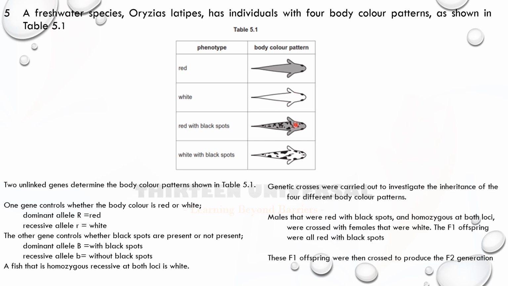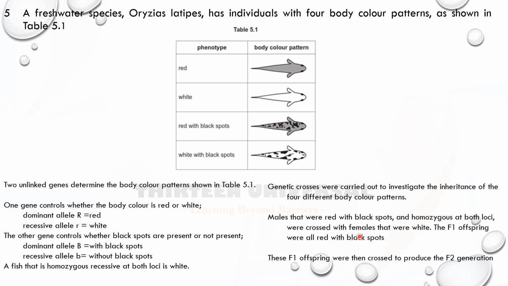Okay, so genetic crosses were carried out to investigate the inheritance of the four different body color patterns. Males that were red with black spots, homozygous dominant at the loci, were crossed with females that were white, that's homozygous recessive. The F1 offspring were all red with black spots.